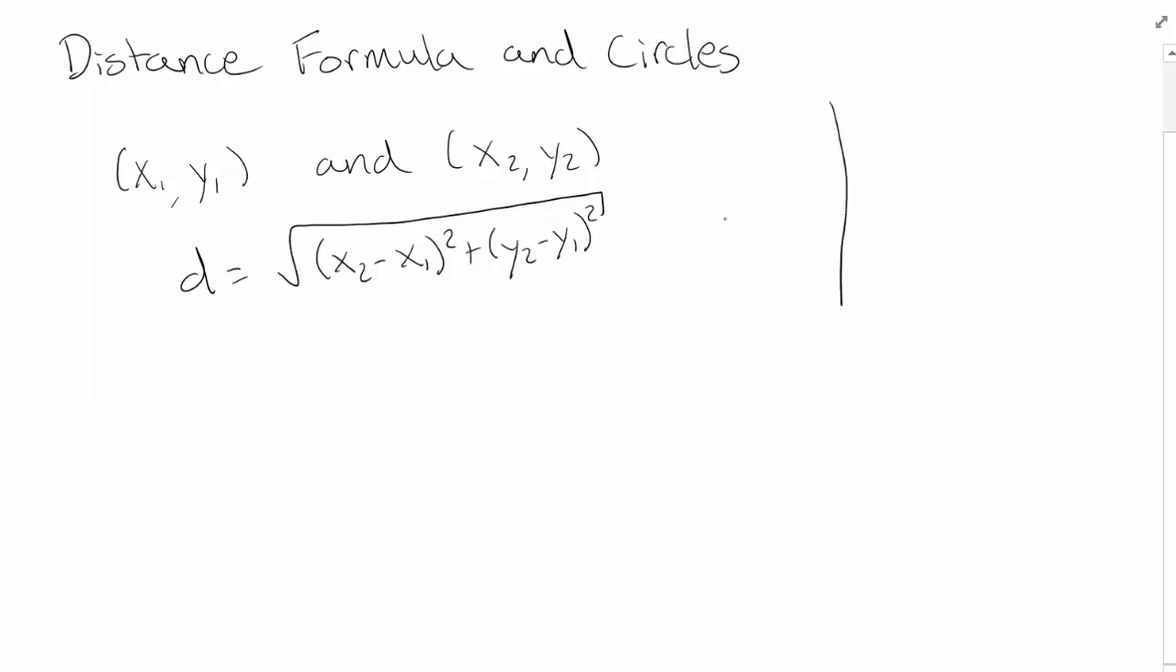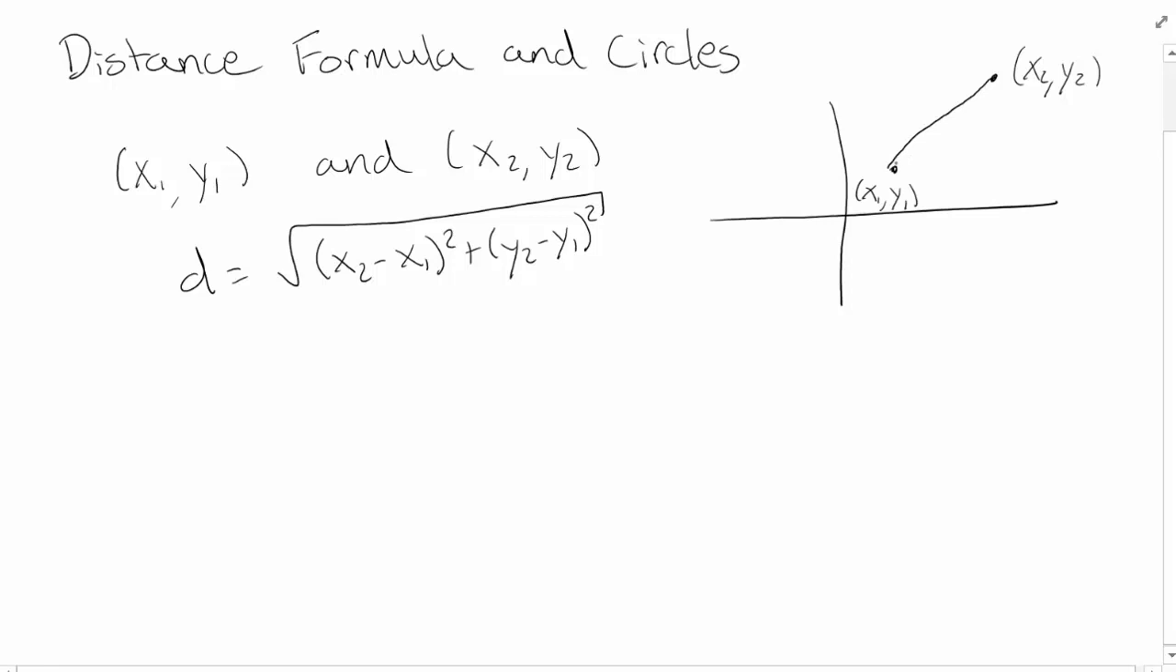The reason for that is, let's say here was the point x1, y1, and then over here was the other point x2, y2. I want the distance between them, which is this length right here. Let's pretend I can draw straight. That's a little better.